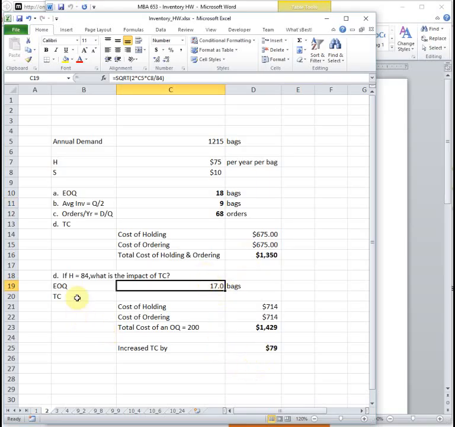And now because it is an increase, there is a penalty, and so the annual carrying cost will go up by 70, or the annual cost of your inventory will go up by $79.